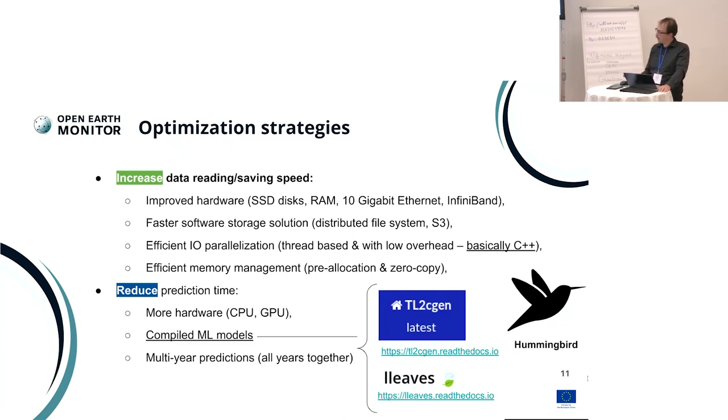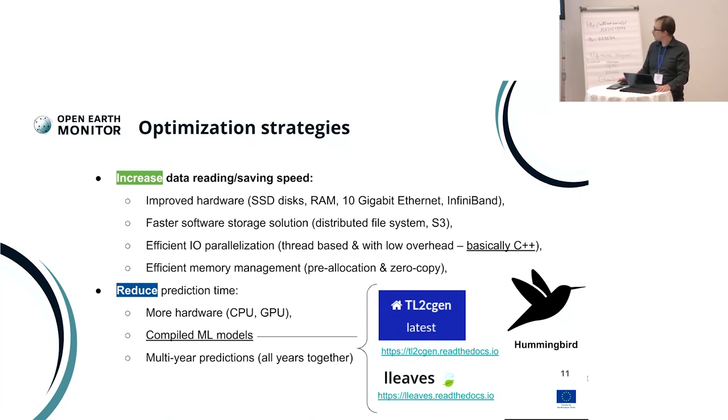Specifically about the compiled models, you basically have three solutions that you can work with in practice. The solution we are using now is TL2CGen, it's a terrible name. It's very difficult to find. I still haven't memorized it yet, so I keep the links all around. But it's a very nice solution that basically converts a decision tree into C++ code. I will show in practice how it looks.